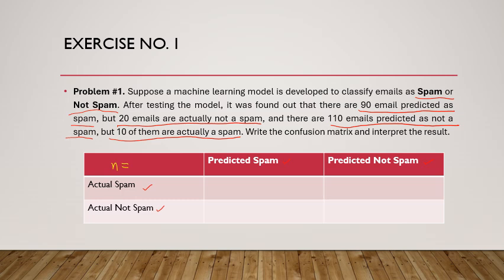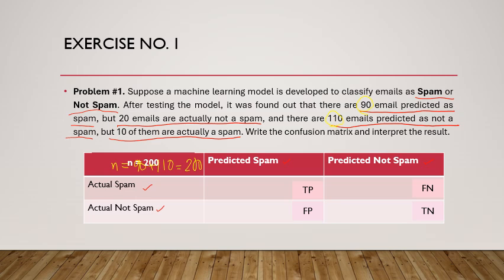We have here first the total number of predicted spam, 90, plus the total number of predicted as not spam, which is 110. So all in all, we have 200. So our n is 200. And then let's place the true positive, the true negative, the false positive, and the false negative. The next thing to do is to identify our values for the true positive, true negative, false positive, and false negative.